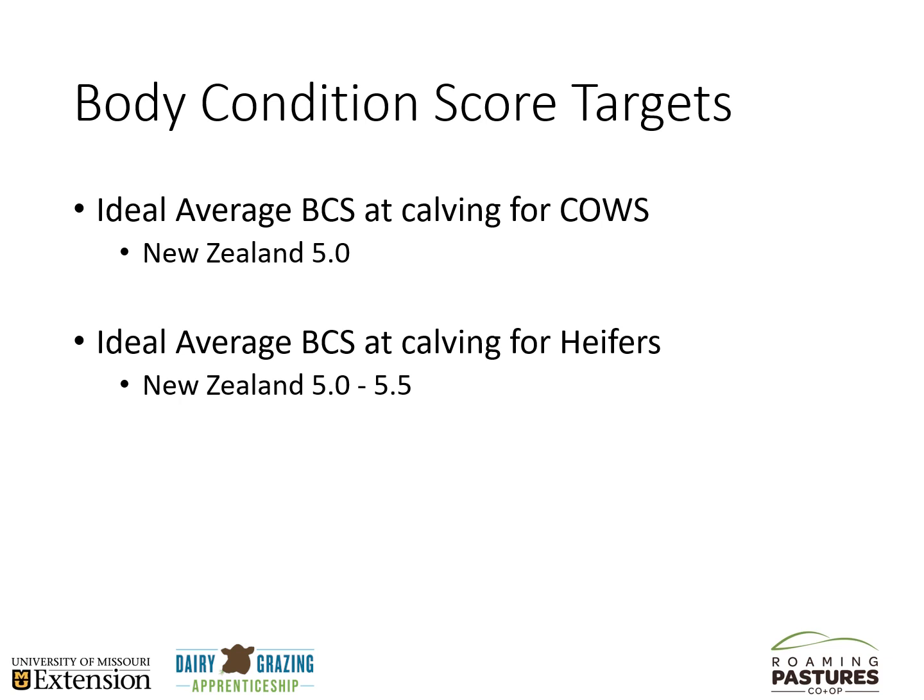And if you remember back, we said that we don't want cows gaining or losing much condition from the dry off period to calving. So that means that at dry off, we also would have desired to have the majority of our cows at a 5.0. So our targets at dry off are 5, and our target at calving is 5.